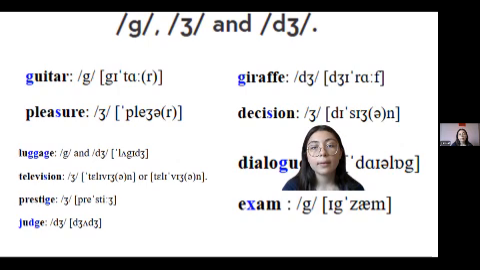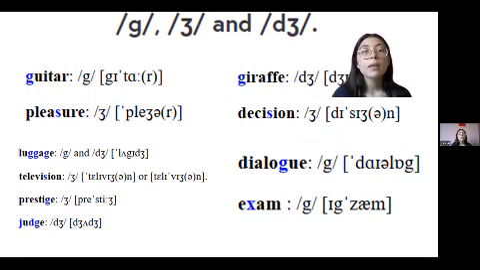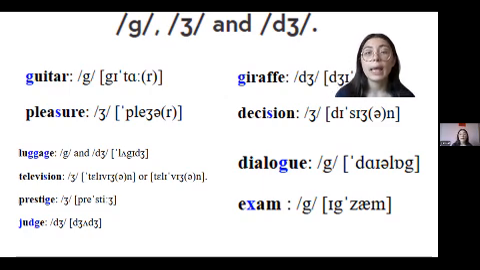Now we're going to look at these sounds and examples. I'm going to pronounce them. You can practice. Guitar, giraffe, decision, pleasure, luggage, television, prestige, judge, dialogue, exam.